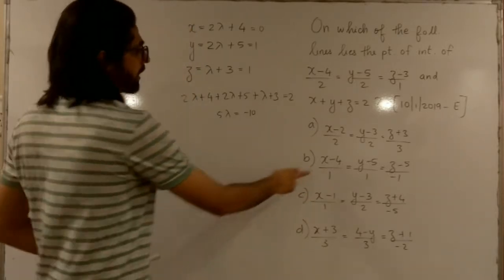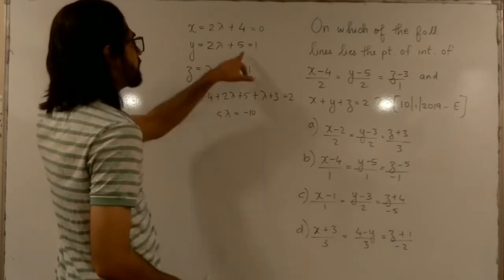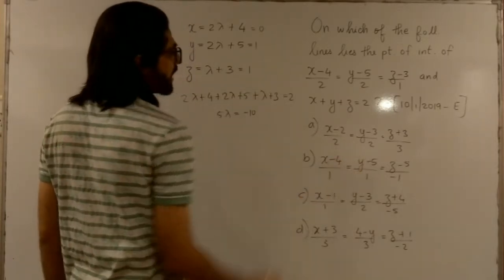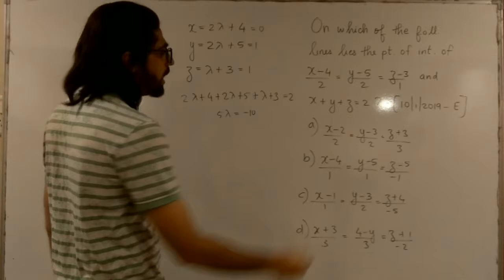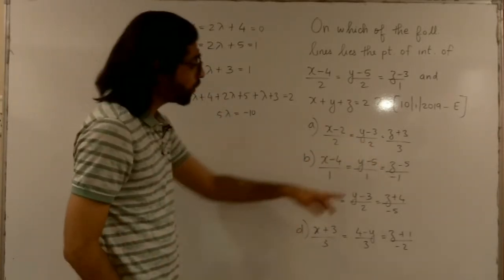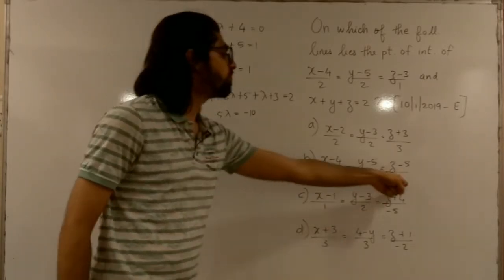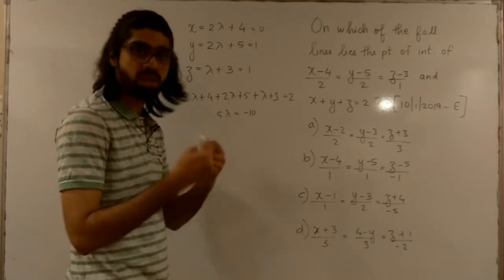Go ahead. X minus 4 upon 1. So 0 minus 4 upon 1 is minus 4. Then I put y equal to 1. I get minus 4 upon 1 which is also minus 4. And finally when I put z as 1, I get 1 minus 5, that is minus 4 upon minus 1 is 4. So minus 4, 4, they are not equal. Option B is also wrong.